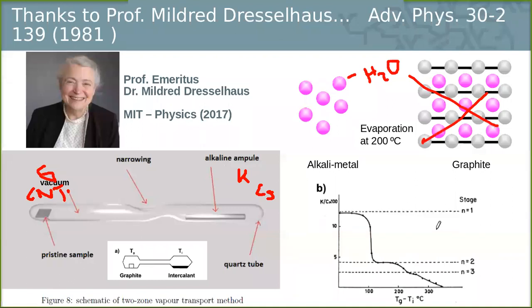You need an extremely pure system, and you also need a gradient of temperature between the intercalant and the host material that you will use. This is what we have here on figure B, where the difference in temperature will give us certain stages of intercalation. Stage 1 is where we reach the highest concentration of alkali metal per carbon atom. And at this point is where we get this kind of superconductivity behavior in alkali doped materials.